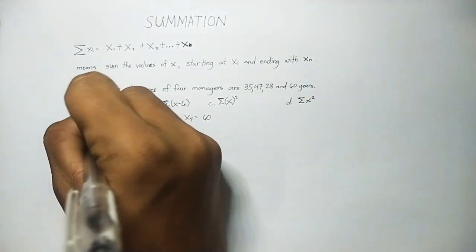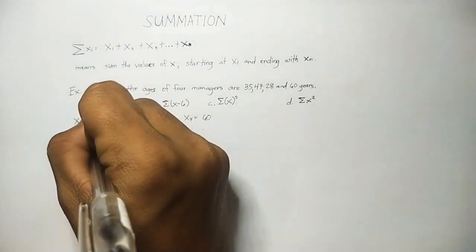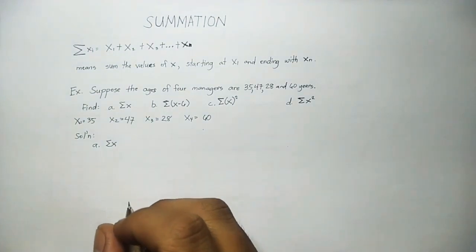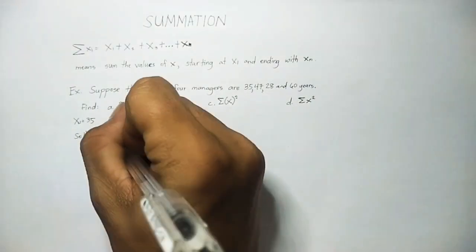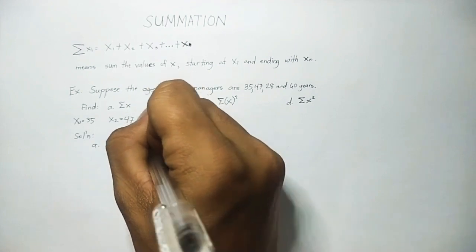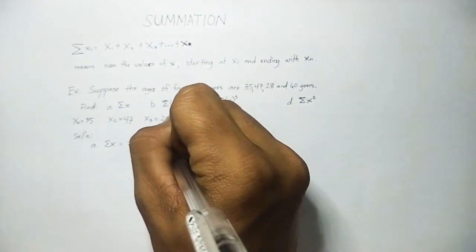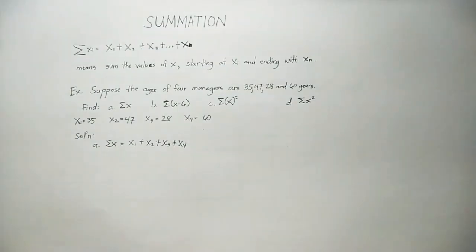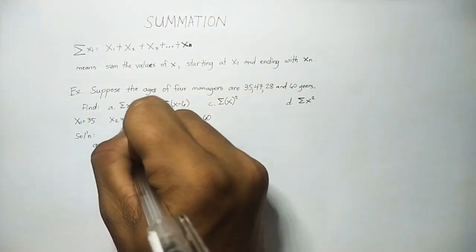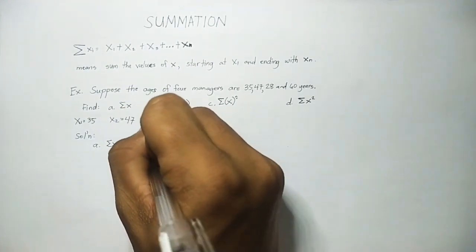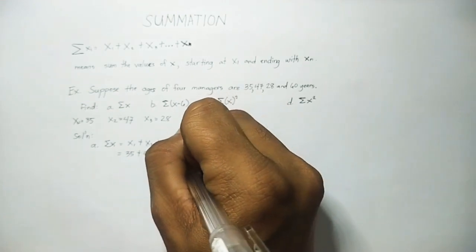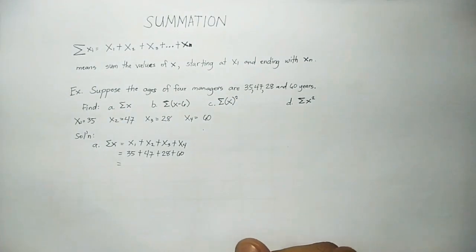Okay, solution. So, solution letter A or the summation of x. Pag sinabi natin summation of x, the formula here is equals to x sub 1 plus x sub 2 plus x sub 3 plus x sub 4. Okay? So, substitute the value. We have 35 plus 47 plus 28 and then plus 60. So, the total is, ilan kaya yung total?